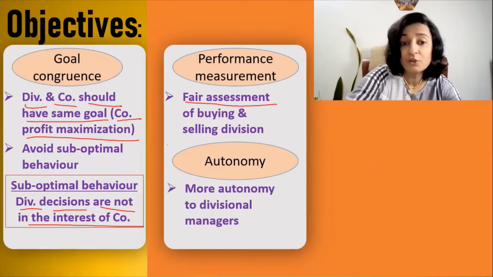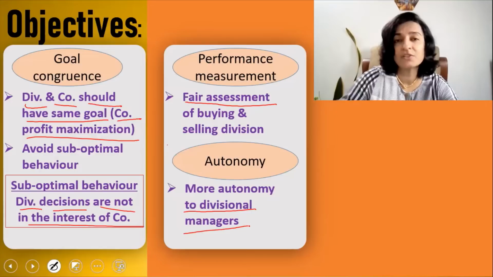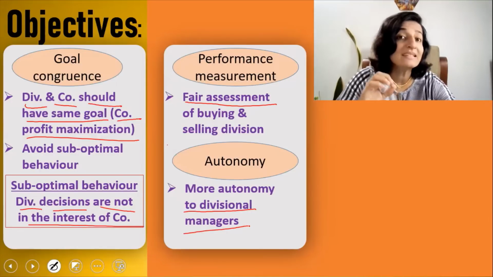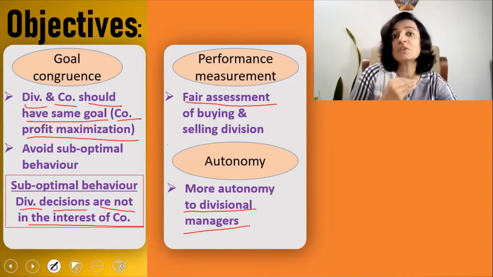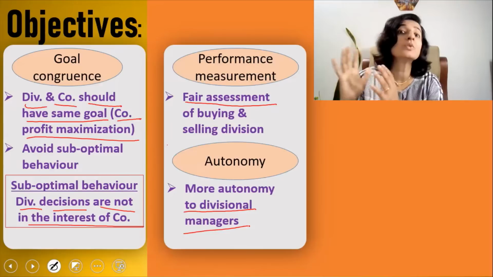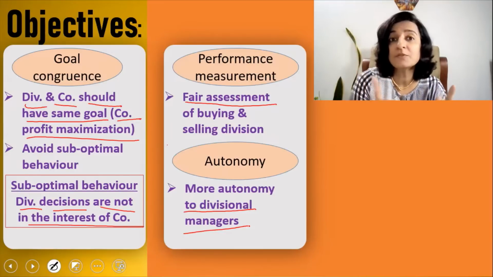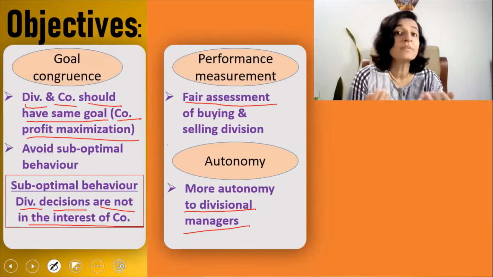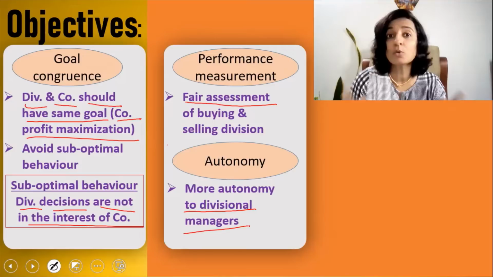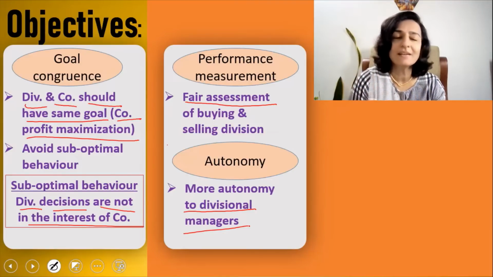More autonomy should be given to the divisional managers. What do you mean by autonomy? It means the ability to take decision on your own without being controlled by the head office. So if the rules of transfer pricing have been set properly, they can definitely take decision on their own without being controlled by the head office.